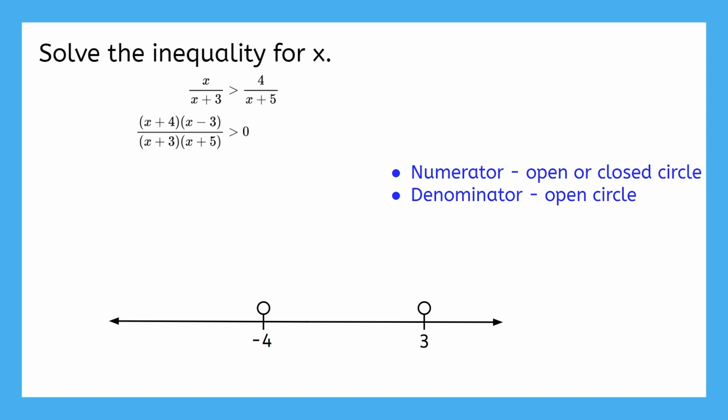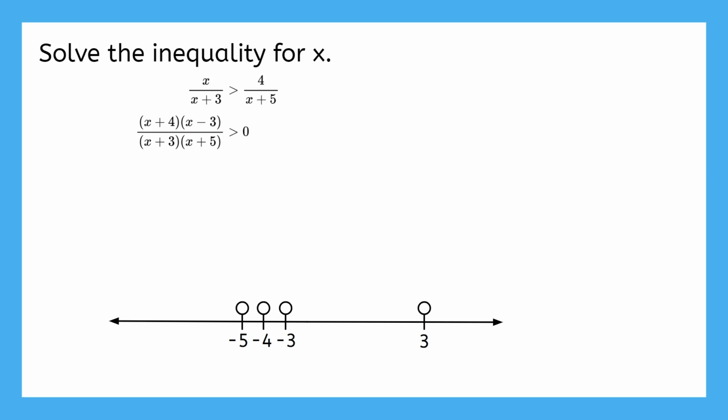Then we look at the denominator. Any numbers that would make the denominator equal 0 cannot be included in the solution because, remember, we still can't divide by 0. So if we set x plus 3 equal to 0 and solve that, we get that -3 cannot be in the solution. And this factor tells us that -5 can't be a solution. These will be represented by open circles on the number line to show that they are not included.